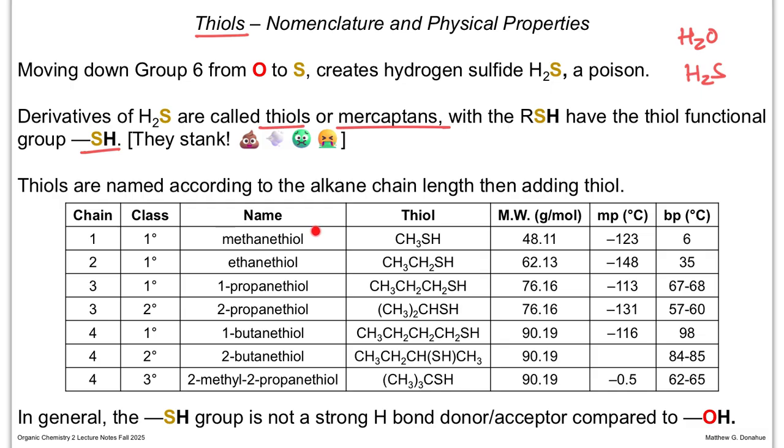So the nomenclature is, you just append the word thiol at the end, and then depending on where it is, you get the different classes, just like your normal alcohols. One consequence of the change from OH to SH is that sulfur is a little bit bigger than oxygen, so it doesn't affect the physical properties as much because it's not as good a hydrogen bond donor or acceptor as OH is.